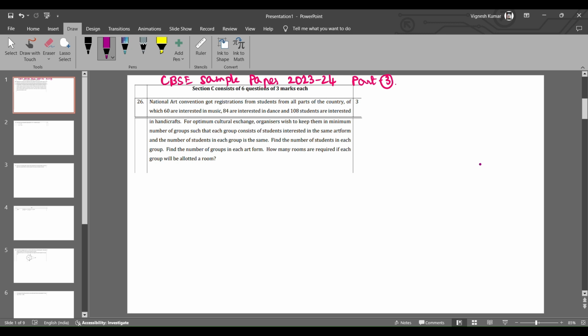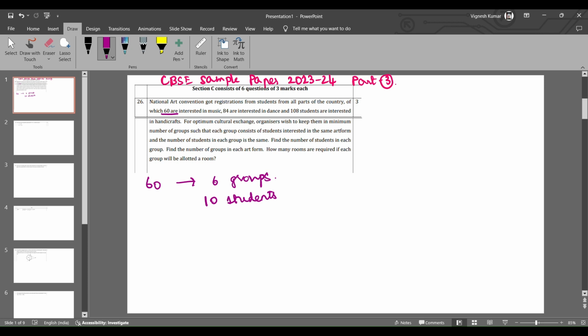So first let us understand this question. The main thing that is given in the question is each group consists of students interested in the same art form, and they have also given number of students in each group is the same. So for example, let us take I divide the students in music. How many students are interested in music? 60. So I divide this 60 students into groups of 6. So the 60 students I am dividing into 6 groups. So in each group I should have 10 students, right? So I divide the students in the music into 6 groups, each containing 10.